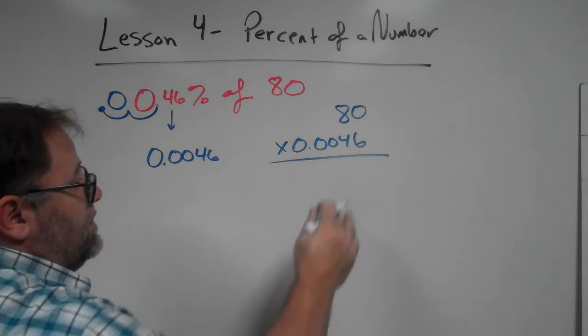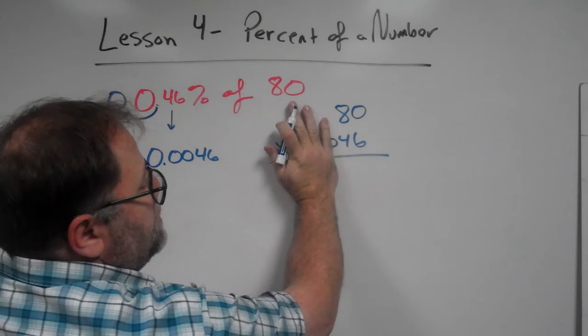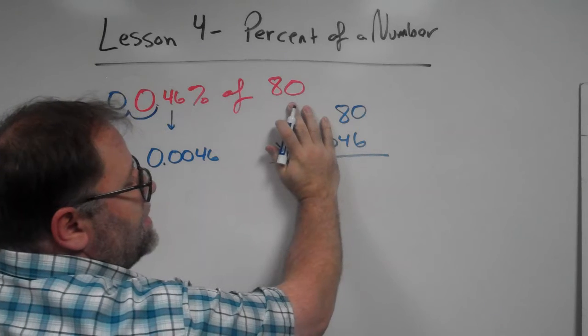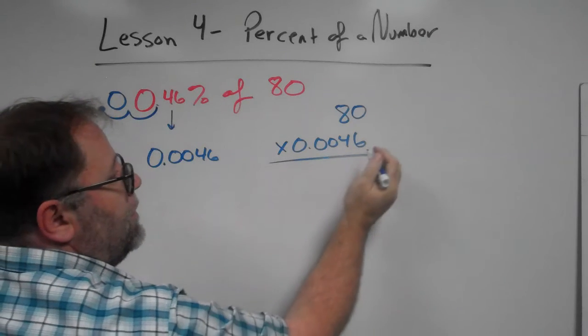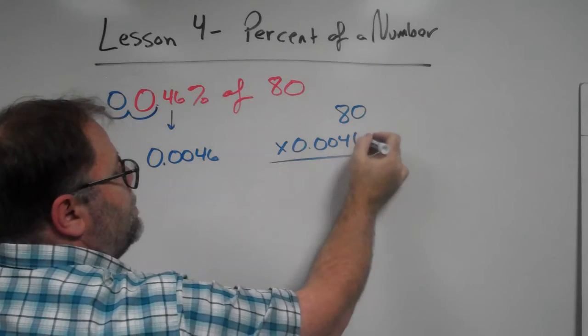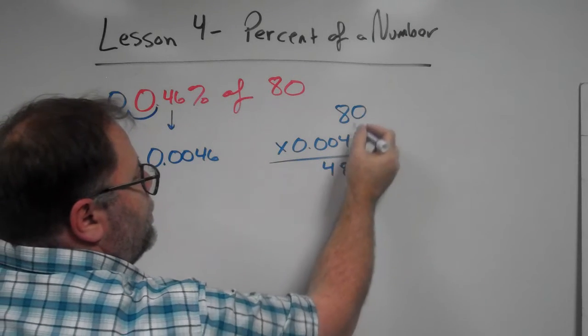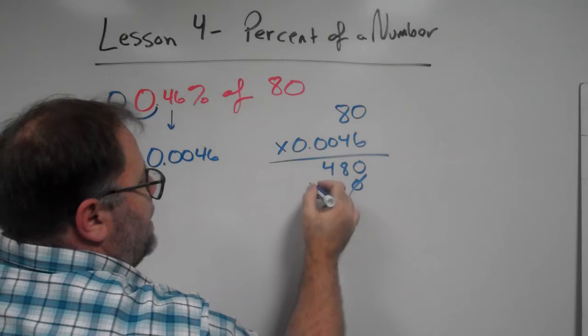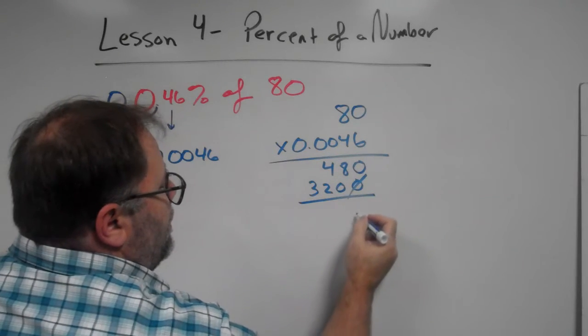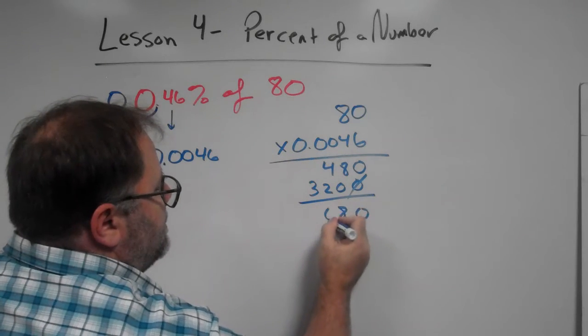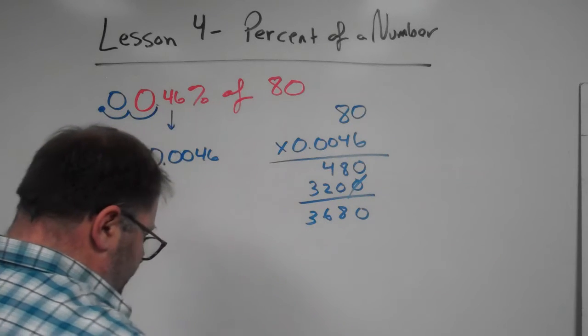Stick with what you know. This is okay. Don't worry about this at all. So really we're doing 80 times 46 and then looking at the decimals. 6 times 0 is 0. 6 times 8 is 48. Annex a 0. 4 times 0 is 0. 4 times 8 is 32. Then we go 0, 8, 6, 3.